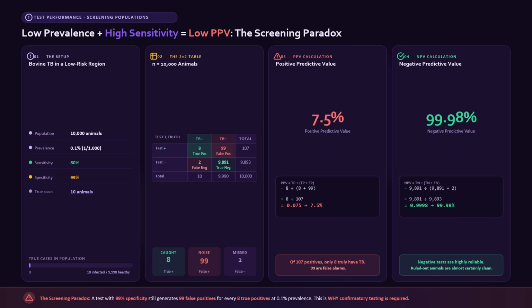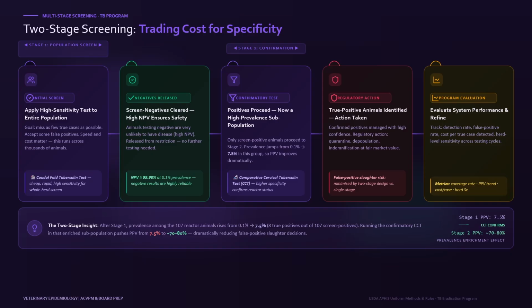So, a single test in a low prevalence population leaves us drowning in false positives. What do we do about it? We test in stages. Let's see how a two-stage TB program turns that 7.5% into something you can actually act on. Fix for that false positive problem. Don't rely on one test. Run them in sequence. This is serial two-stage screening, and the Bovine TB program is the classic example. Watch how it rescues that ugly 7.5% PPV from the last slide.